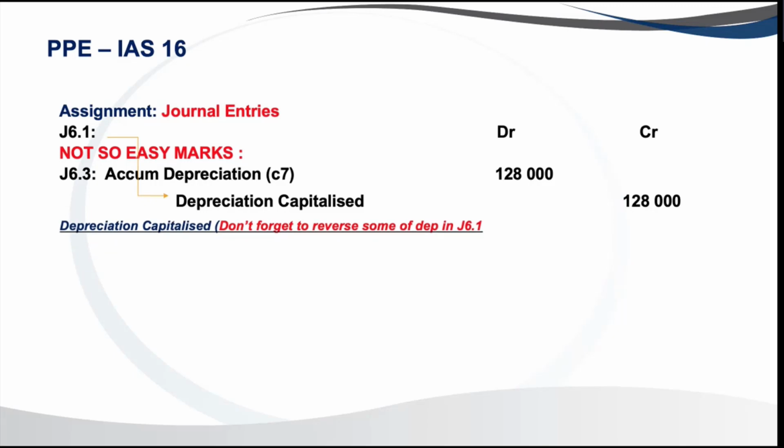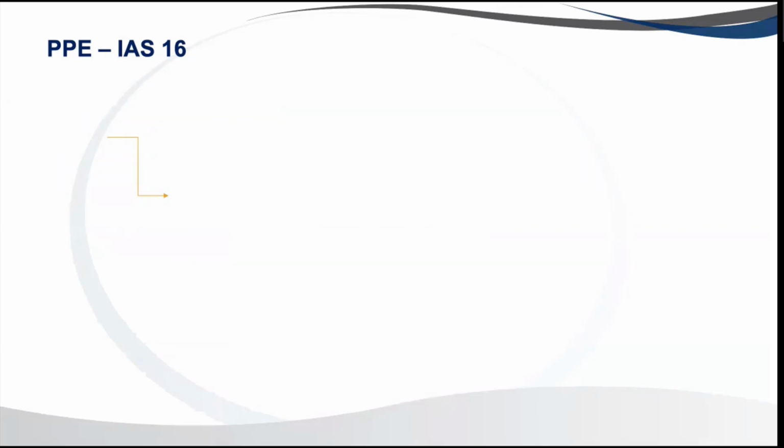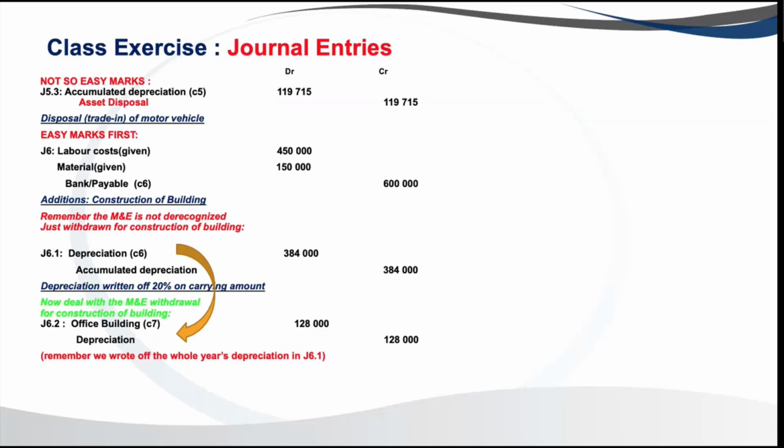Now, depreciation capitalized, don't forget to reverse the one that you've passed earlier on, because normally you will say debit depreciation and credit accumulated depreciation. Normally, that's what you'll do. That's what we did in 6.1.